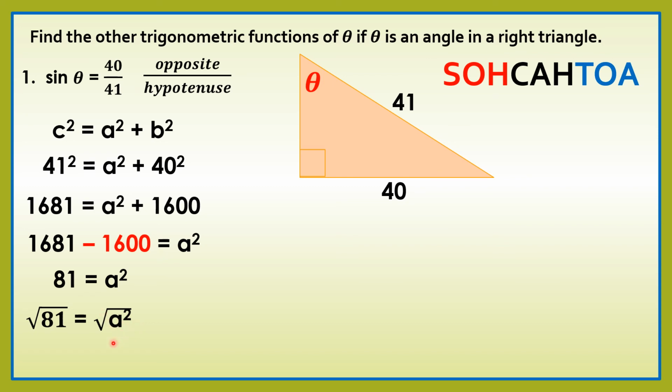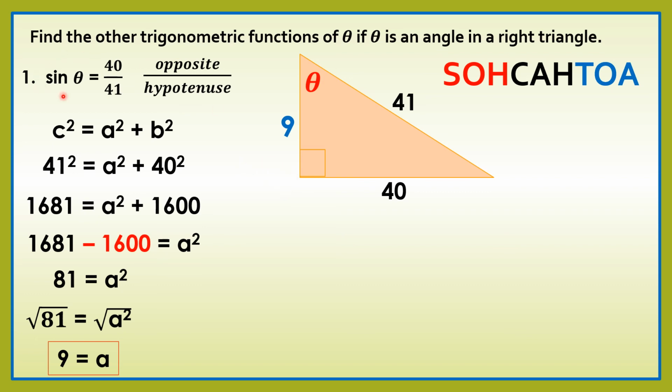So, simplify na natin itong square root of a squared, that is a. At ang ating square root ng 81 ay 9. So, therefore, ang side A o itong side na to ay 9. So, kumpleto na yung measure ng sides ng right triangle. Therefore, makukuha na natin yung other trigonometric functions.